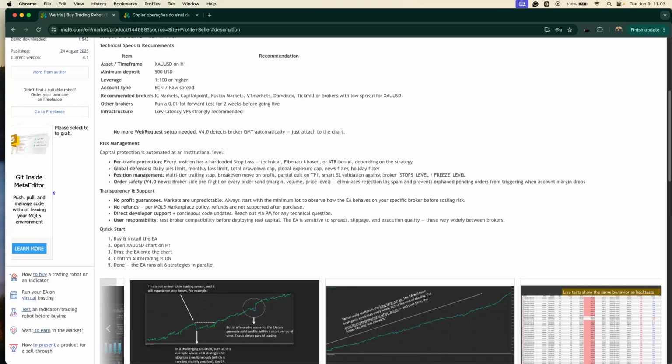The marketed features include automated risk management, with daily and monthly loss limits. We also have global drawdown caps, news and holiday filters, and advanced position handling like smart trailing and partial exits. We also have broker-aware checks which prevent issues with margin or pending orders. The setup is straightforward. Just buy it, install it on the XAUUSD chart on the 1 hour time frame and just let it run. Confirm auto trading, and that's all, basically. They also recommend low spread ECN brokers like IC Markets or Tickmill, minimum $500 and VPS.